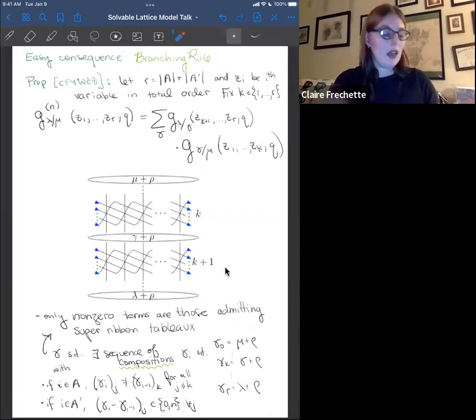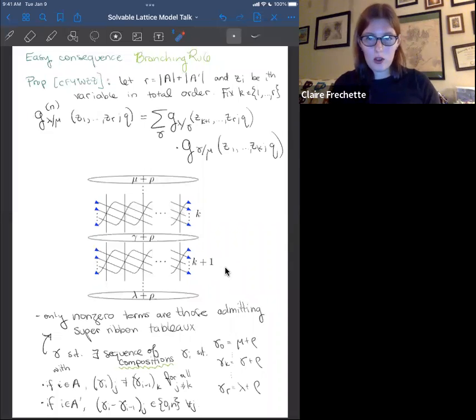And I wrote this as a sum over all partitions gamma, but in fact, most of these terms are going to be equal to 0 because the only non-zero terms are going to be the ones that correspond to super ribbon tableaux. And it's not hard to use the lattice model to write down a specific condition for which of those terms are going to actually show up.